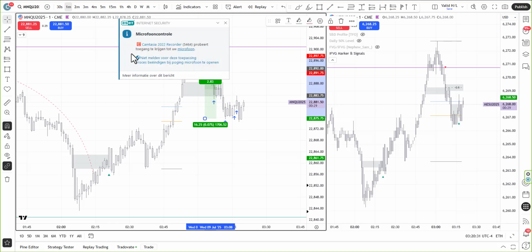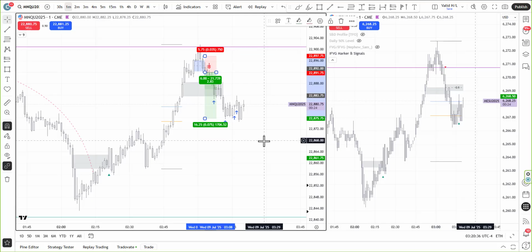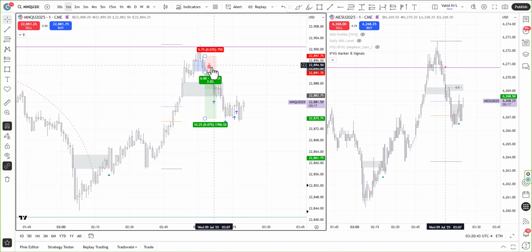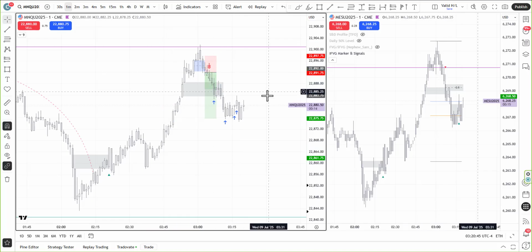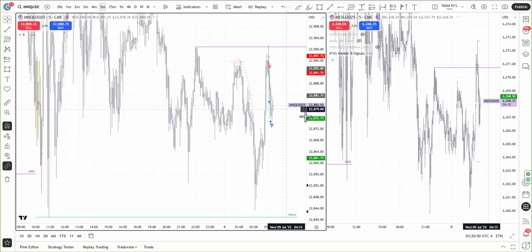Okay, so just finished the trade. Let's just see what we have. Okay, I just finished this trade. It was a short, and let's just break down the trade itself. So what do we see?